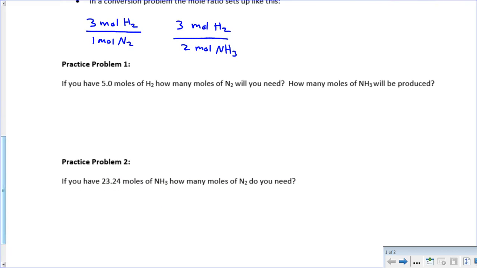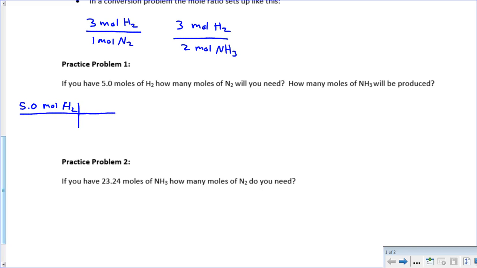So the first one here says, imagine that you had 5 moles of H2. How many moles of N2 would you need? So what we do, as in all of the other previous conversion problems, we start with the number that's given in the problem. We have 5.0 moles of H2. That's what we're given, moles of H2.